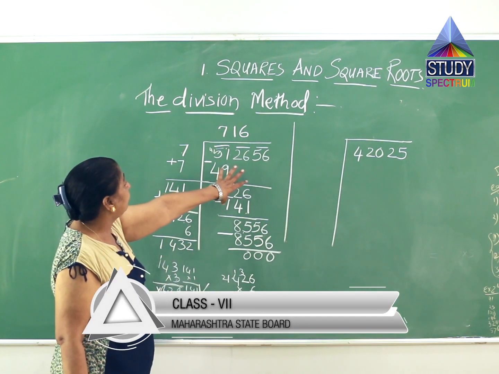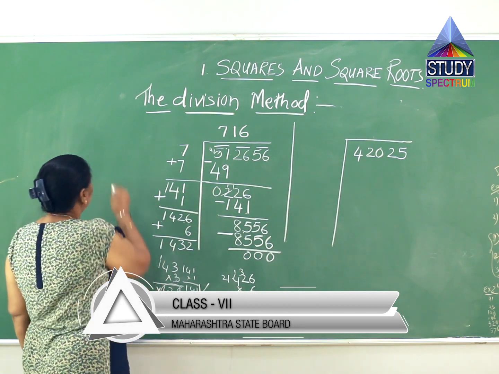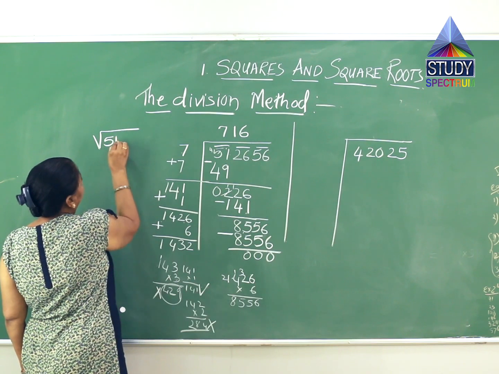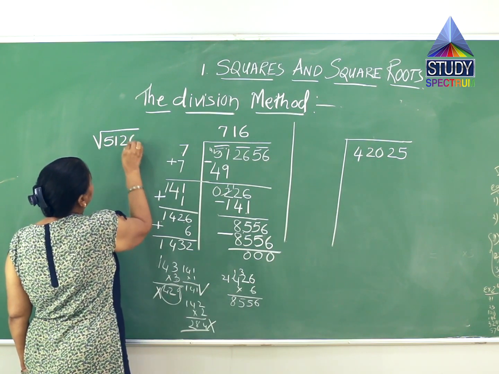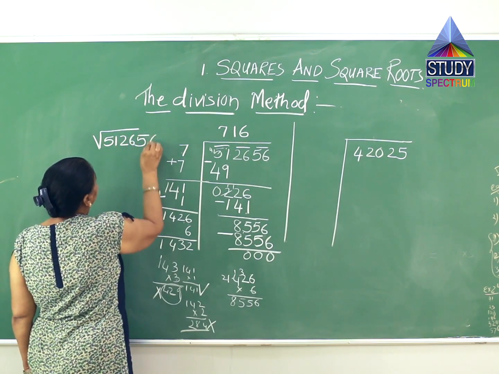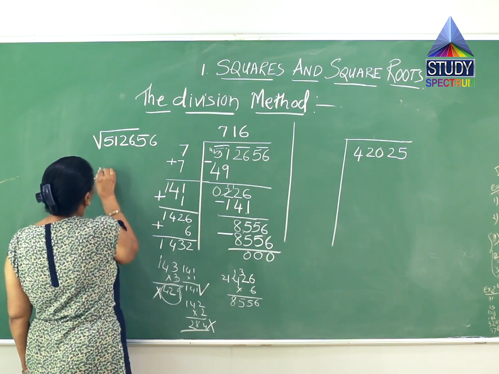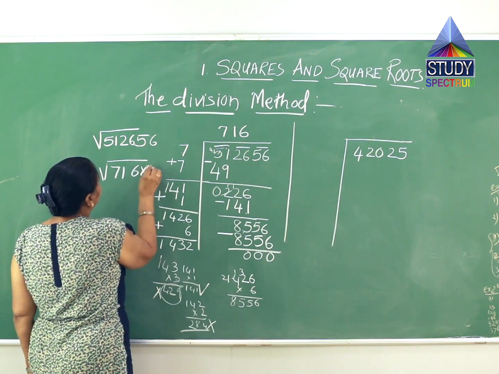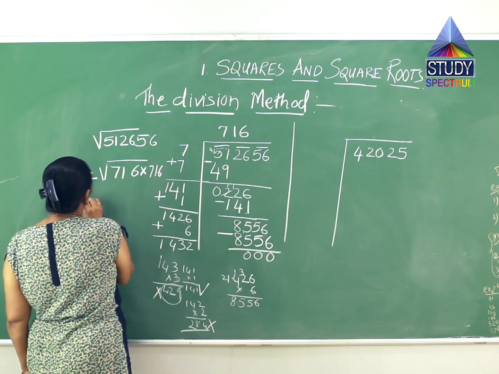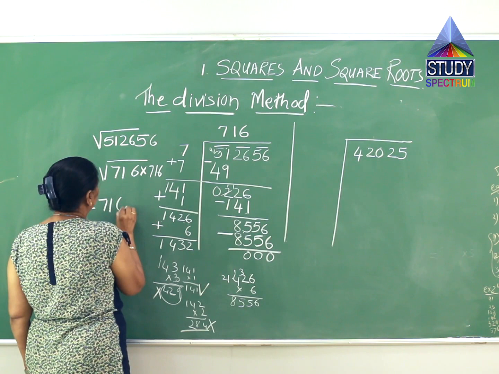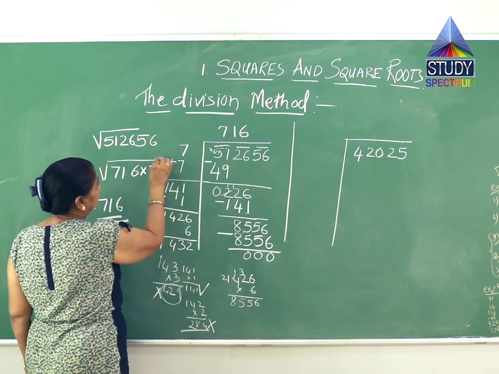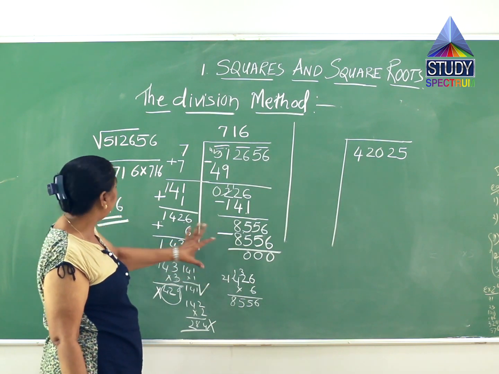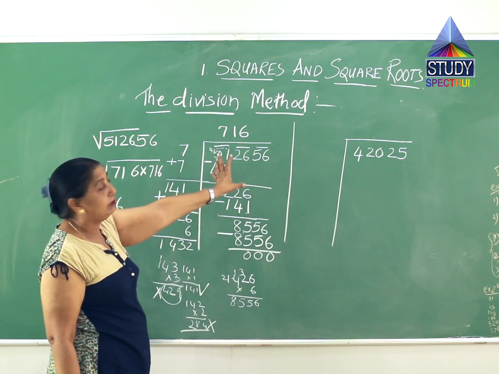So now from this example, I know that the square root of this number is equal to the root of 716 into 716. That is, 716 is the square root. So this makes it easy for us to find the square root of a bigger number.